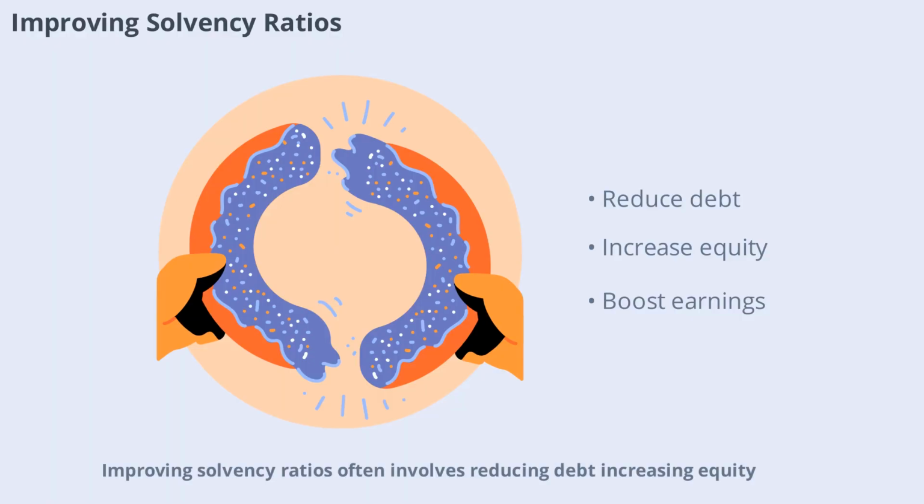Improving solvency ratios often involves reducing debt, increasing equity, or boosting earnings. Companies can achieve this by cutting costs, raising capital, or improving operational efficiency. Regular monitoring and proactive management are key to maintaining strong solvency.